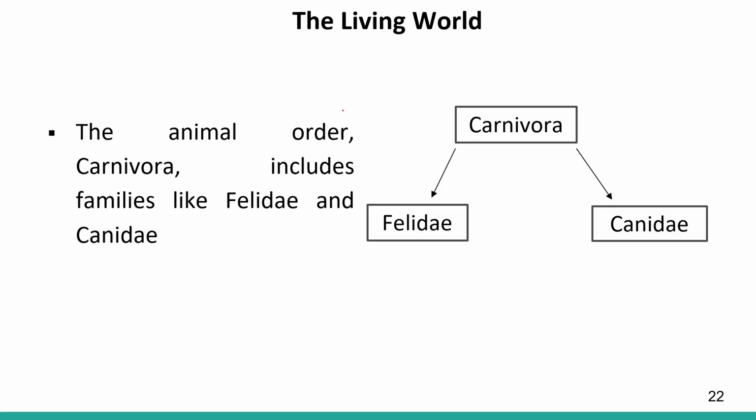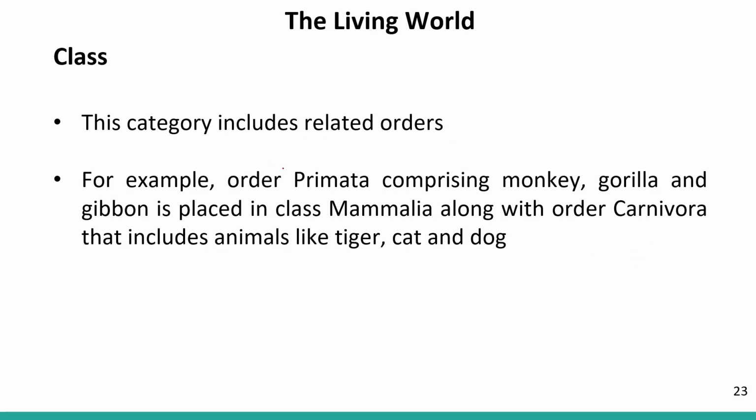Again, if we take an example from animals, order Carnivora. So this is an order. What does order mean? How can it be defined? It is the assemblage of families. So this order includes the families Felidae and Canidae. Felidae are cats, and Canidae comprises dogs.